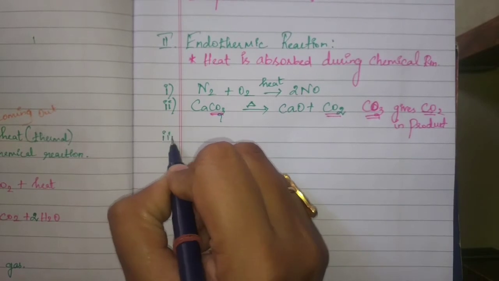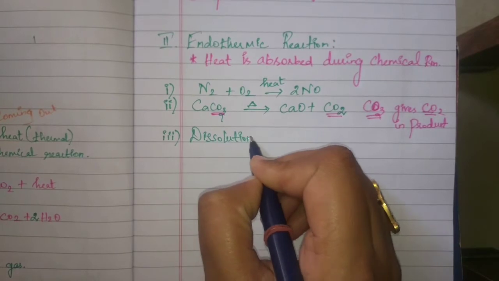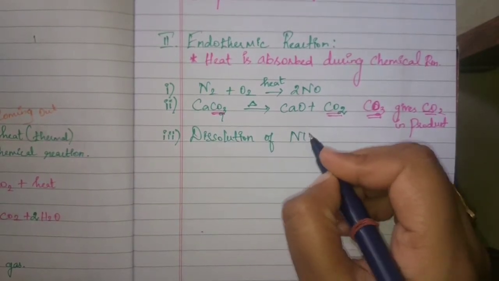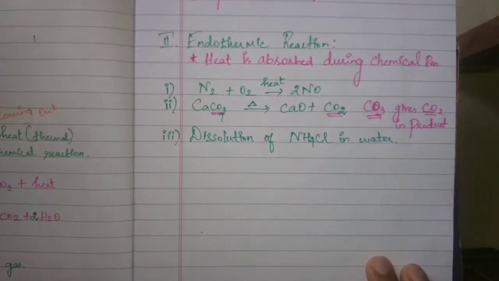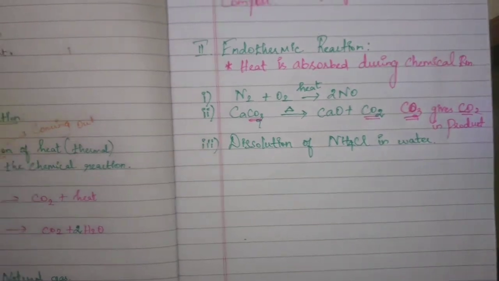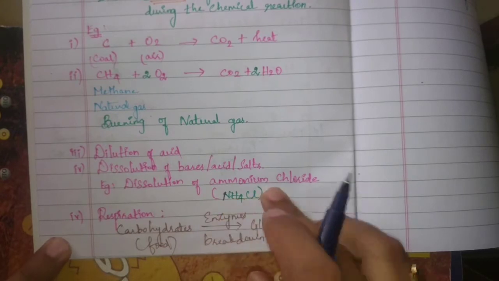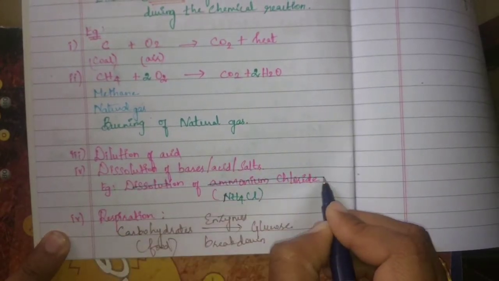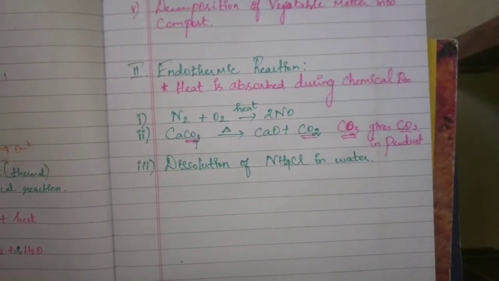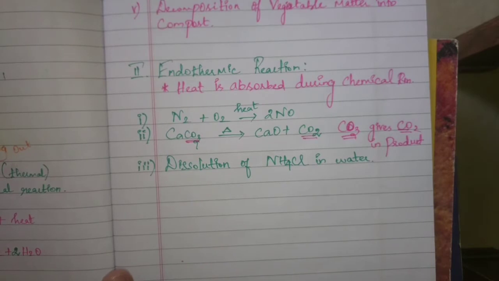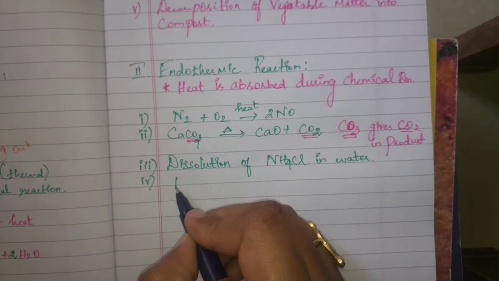Next, third example, dissolution of ammonium chloride in water. So example of endothermic. Sorry, students, here I mentioned dissolution of ammonium chloride as exothermic. It is wrong. So dissolution of ammonium chloride in water is example of endothermic reaction. It may be asked in 1 mark question, students. Very short answers. So next one example, decomposition of ferrous sulfate.